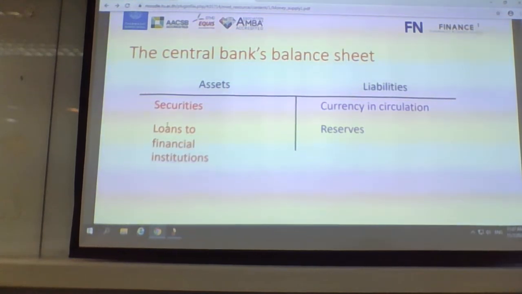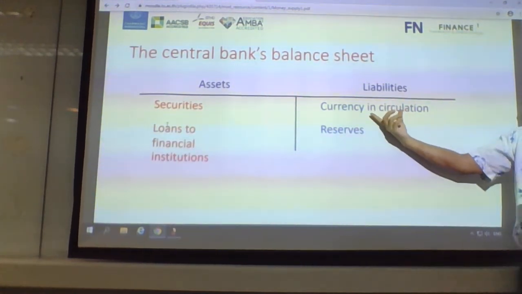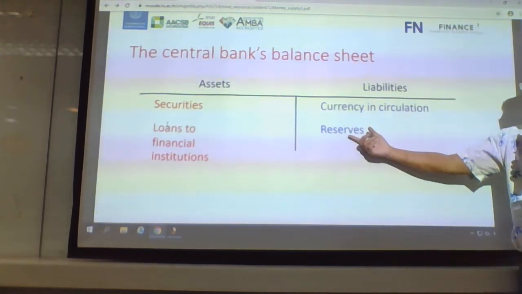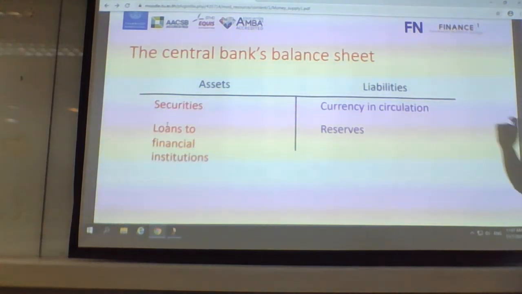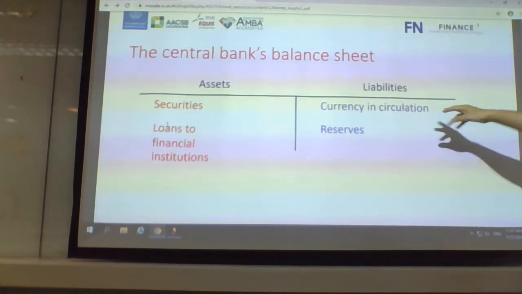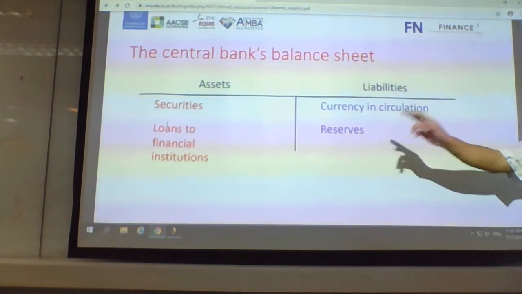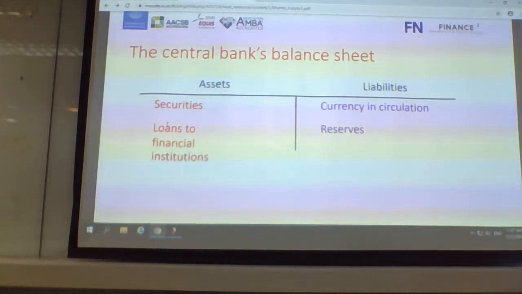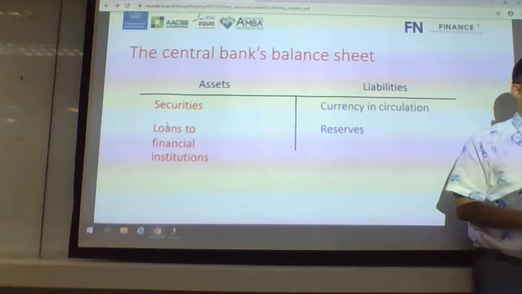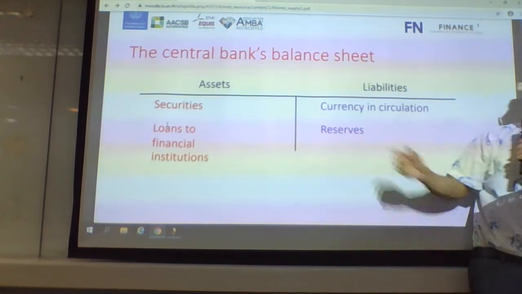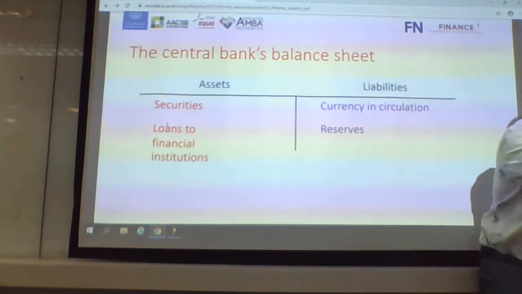This side is the liabilities. For this one, the currency in circulation and the reserve. These two items are liabilities to the central bank. When we talk about the currency in circulation, I would like you to think about the money in your pocket. That is the money in circulation. And reserve is the money in the pocket of the commercial bank. But the currency in circulation here is the money in your pocket.